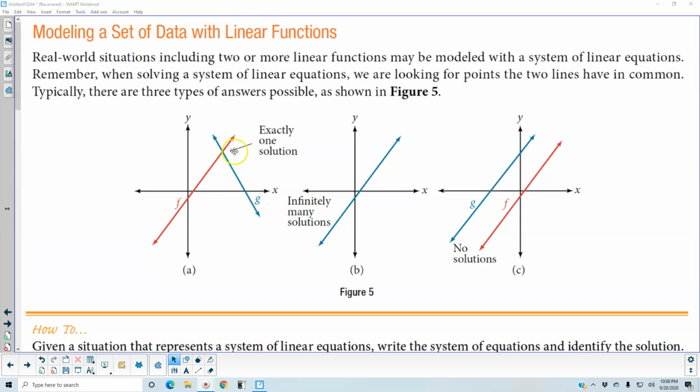We can either have two lines that intersect exactly at one solution. We can have two lines that are equal to each other, which would make this infinitely many solutions. Or we can have two lines that are parallel, that would make it no solutions.